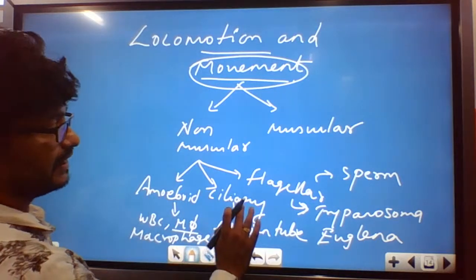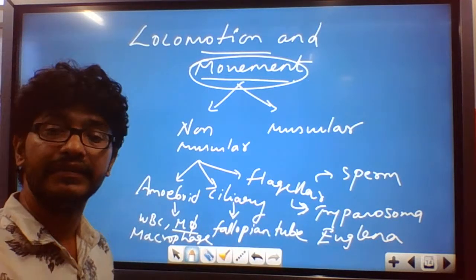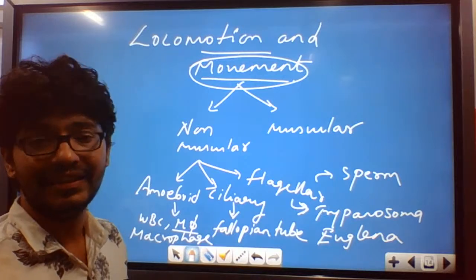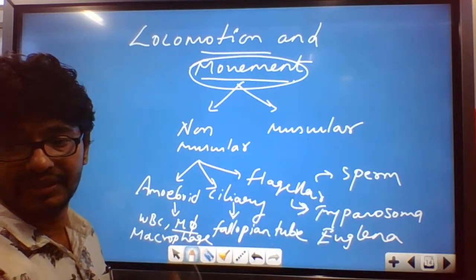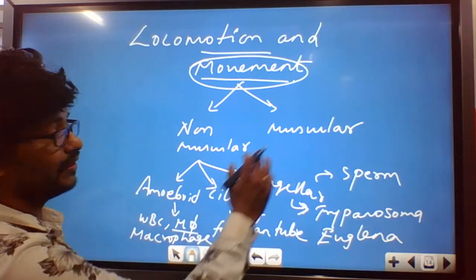So amoeboid movement, ciliary movement, flagellar movement. Sometimes questions ask which among the following is ciliary movement, flagellar movement or amoeboid movement. All these three come under non-muscular movement.